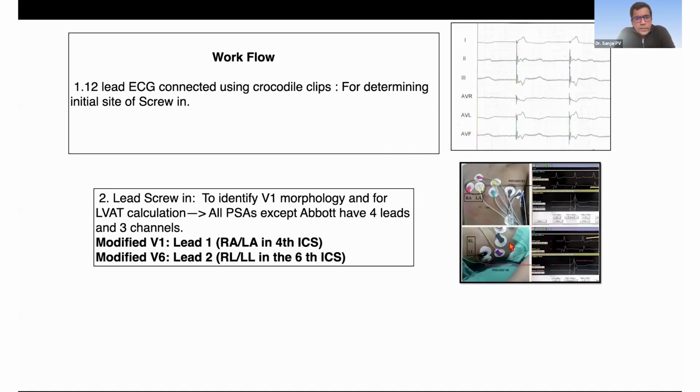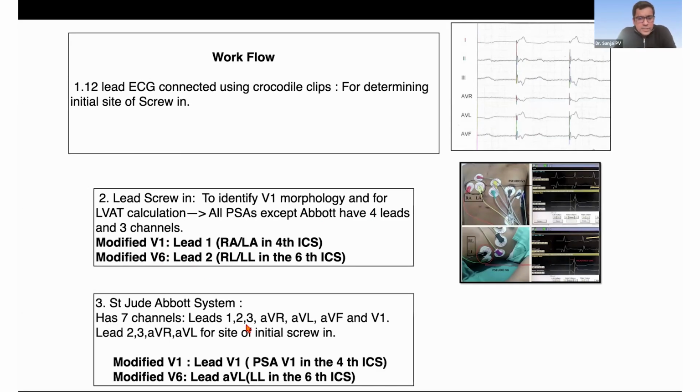And with the Medtronic and all the other PSA systems except Abbott, you have basically 3 channels, and you connect the right arm and left arm below V1 and the right leg and the left lower limb below V6. So you get a modified V1, which is lead 1, and a modified V6, which is lead 2.